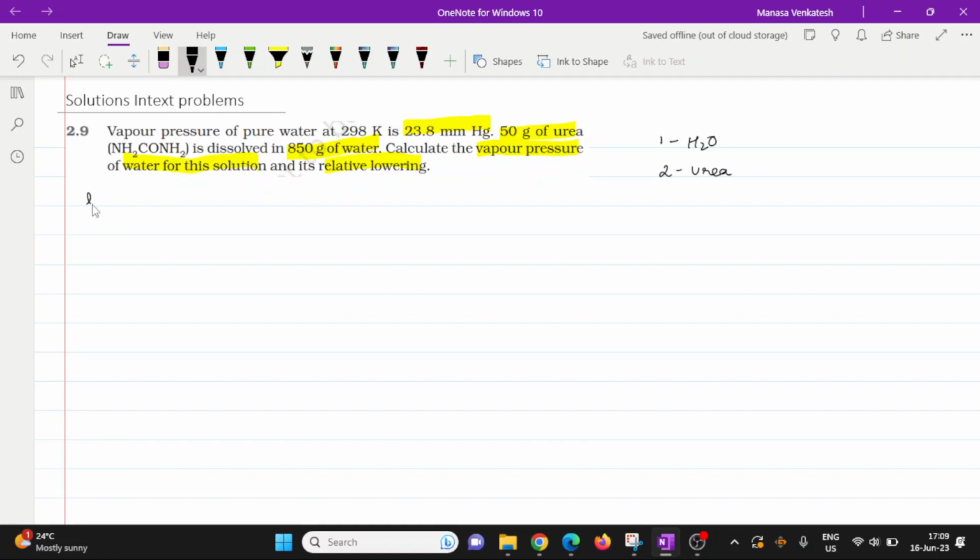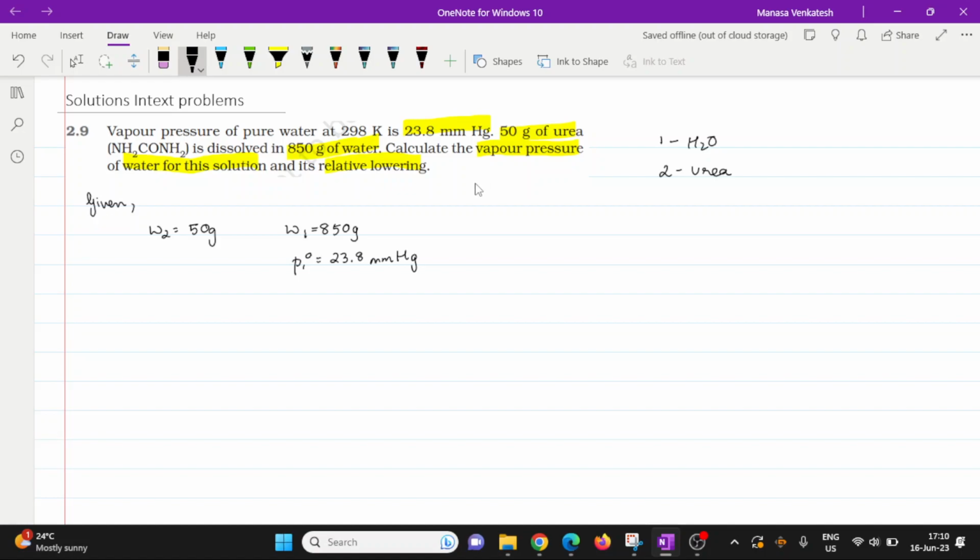Let's write down what's given. So first of all, mass of urea, W2, is 50 grams. We've been given mass of water, which is 850 grams. We've been given the vapor pressure of pure solvent, that is P1 naught, equal to 23.8 mmHg, which is millimeters of mercury. So P1 naught equals 23.8 mmHg.